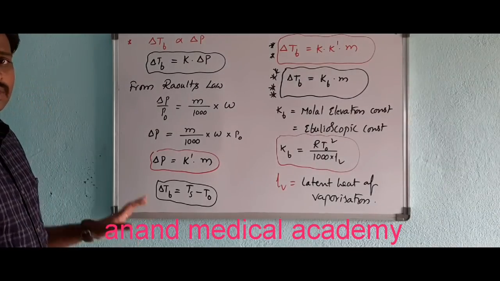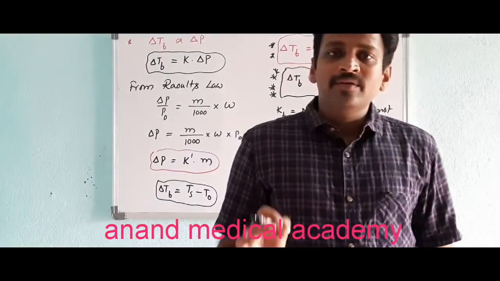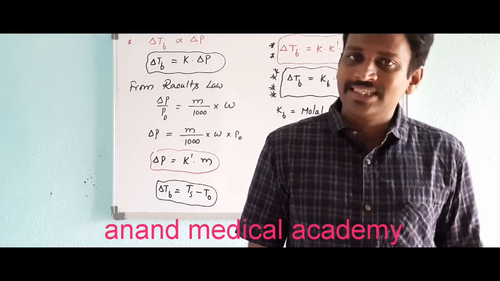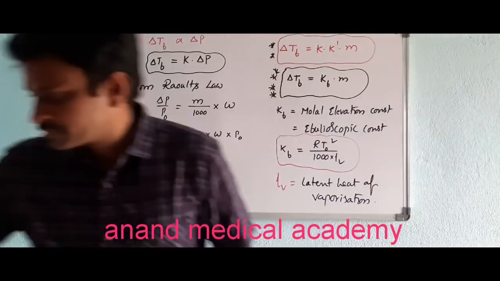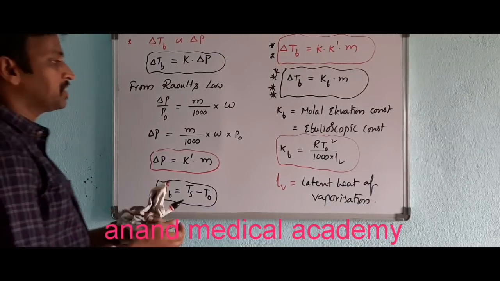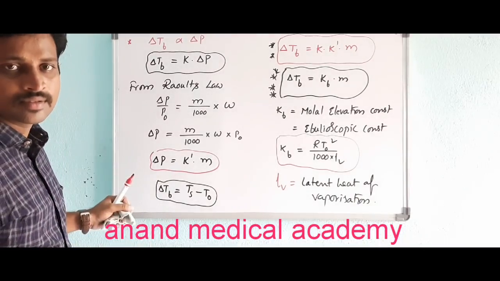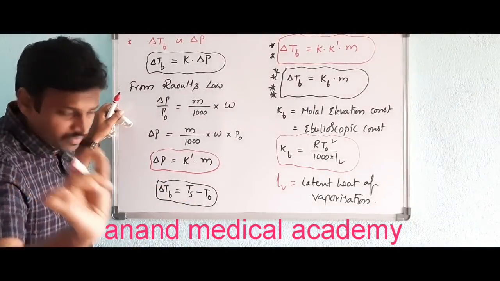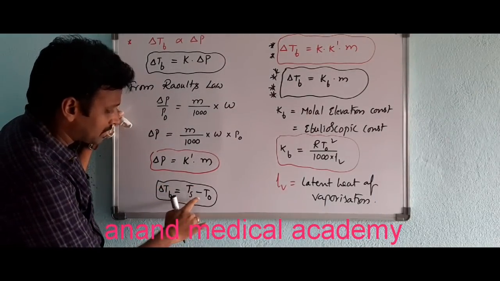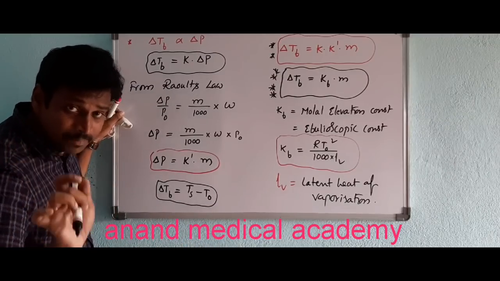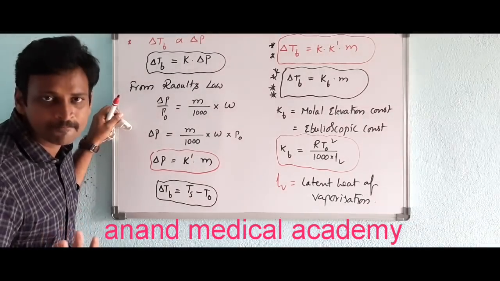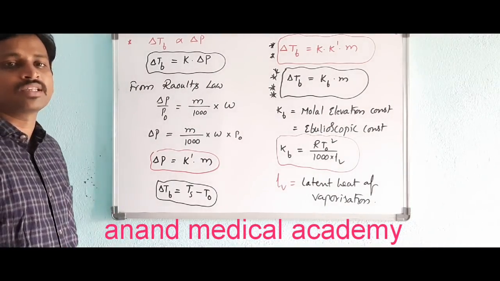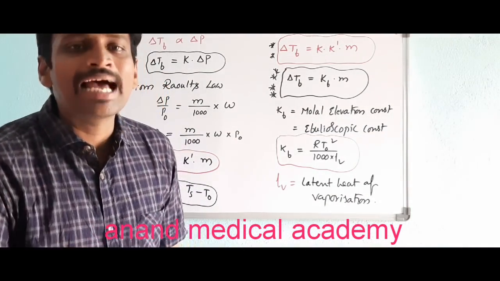Got it? So if you understand this elevation in boiling point, which is very clear, depression in freezing point is the next. It is very simple if you understand this. Depression in freezing point means only one thing. Delta Tb means Ts minus T naught you are taking, but for depression in freezing point, you take the opposite, that is T naught minus Ts. Remaining everything will be same. Instead of B, you will have F.